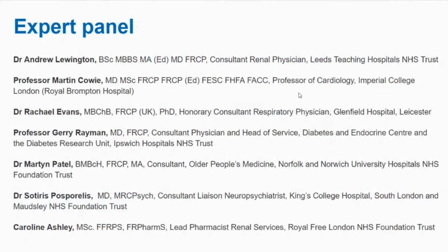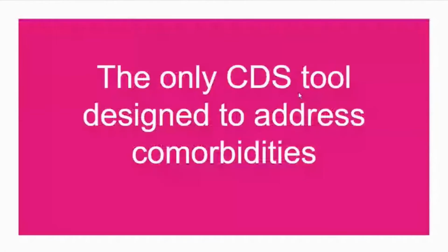Now, the content for the tool has been put together by our editorial team and also an external expert panel. And here are members of the external expert panel, and I won't read them all out, but many of them are national or international figures in their various fields. And thus far, the comorbidities tool from BMJ Best Practice is the only clinical decision support tool designed to address comorbidities.